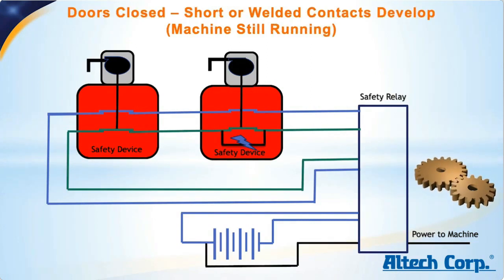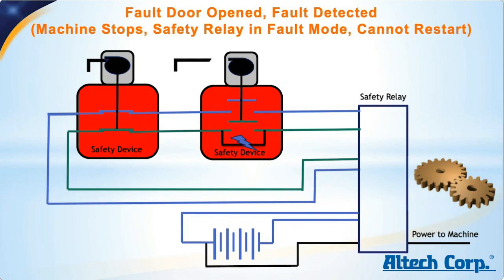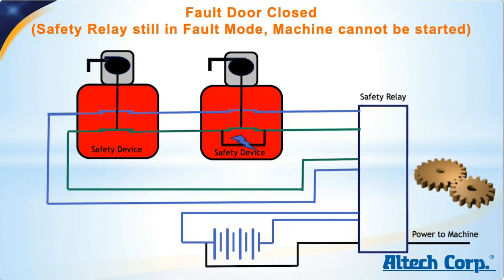If a fault develops on one of the safety device contacts or the wiring, the machine will keep running with its doors closed. The fault will prevent the machine from restarting even after the door is closed. To start the machine, the fault must be corrected and the safety device must be recycled or the safety relay must be repowered. Even if the door with the fault is closed, the safety relay is still in fault mode and the machine cannot be started.